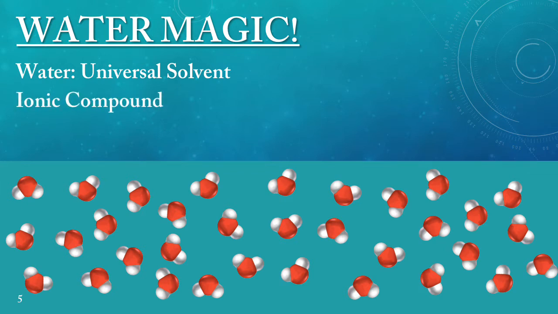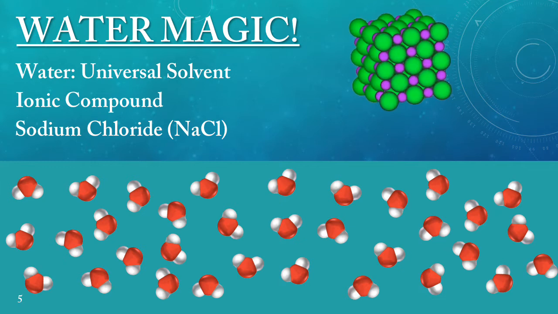So our ionic compound today is sodium chloride. Now, here's our sodium chloride, or not an atom, it's a lattice, a whole bunch of sodium chlorides all linked together, and we talked about that when we talked about ionic compounds.